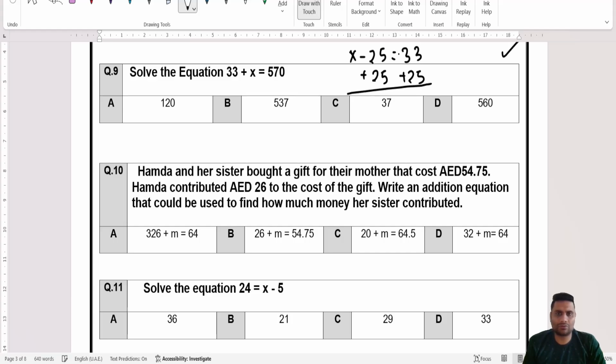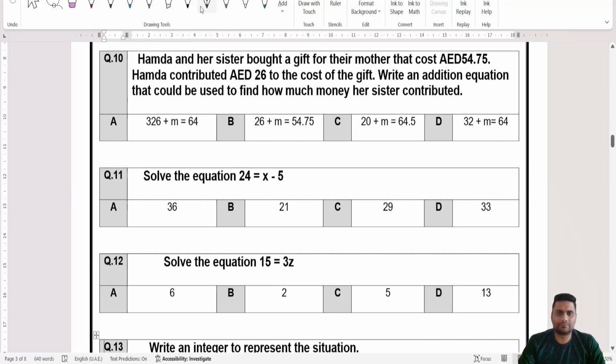Just see how to do it, okay? 25 and 25 will cancel each other. What is left? x equals. This time it is plus. So 33 plus 25 will give me 58. So in this way you have to solve these questions, okay? Now let us move to question number 10.